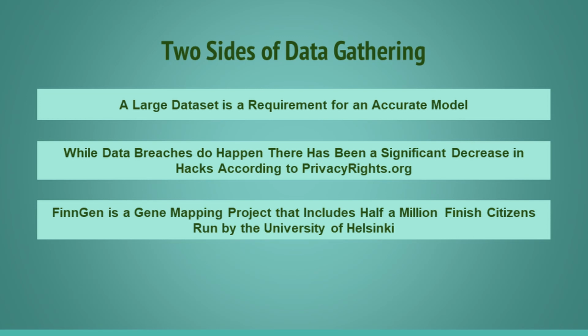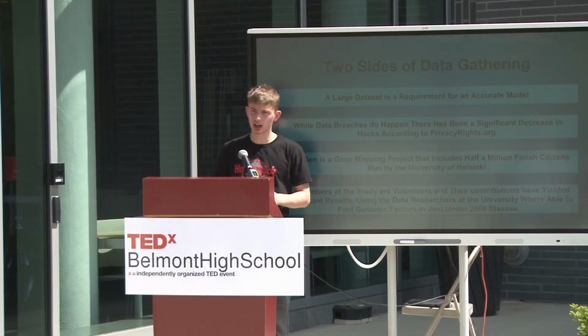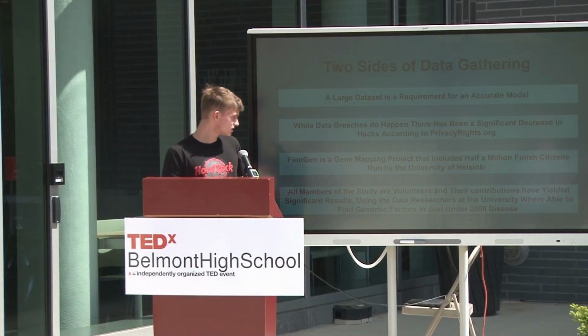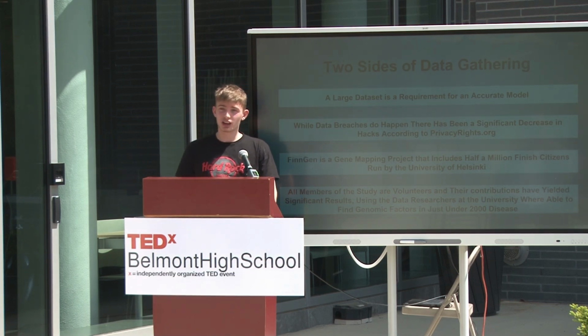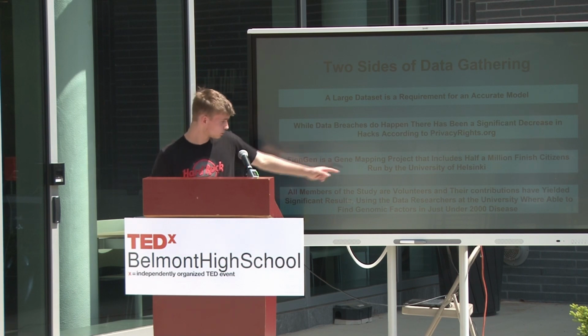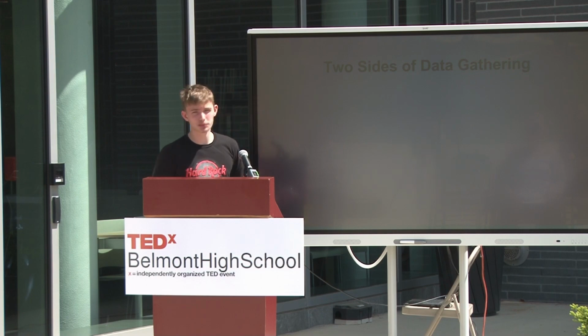And if you want to talk about a successful use of data gathering, you've got to talk about FinnGen. This is a gene mapping program from the University of Helsinki that had 500,000 Finnish citizens as volunteers. Now, all members of the study were volunteers, and their data has led to just under 2,000 disease-gene relationships being discovered. This means that if you get a gene test now, there's more that they can understand from you as a person.